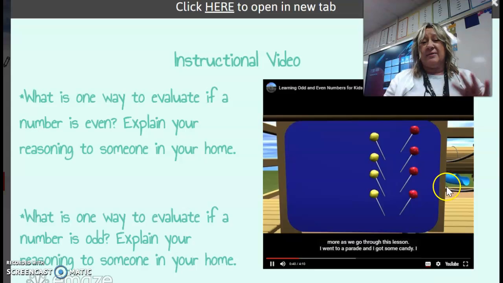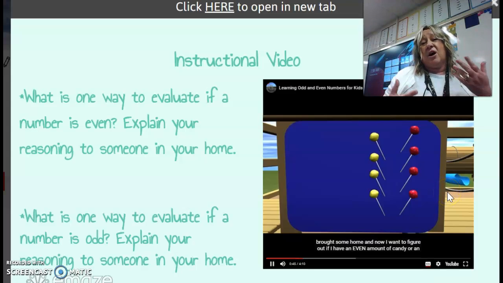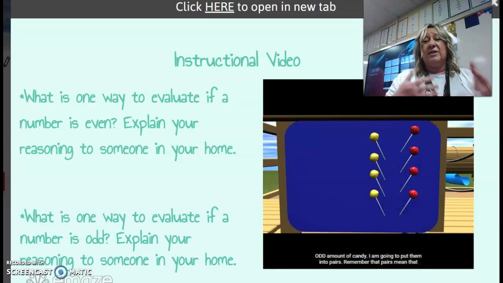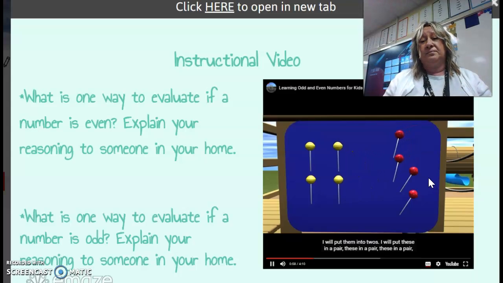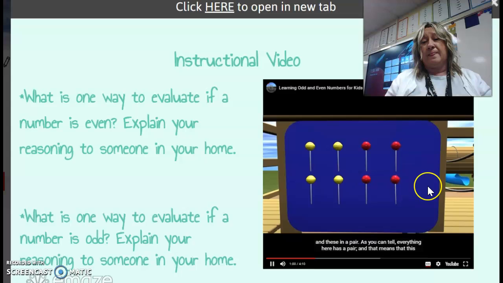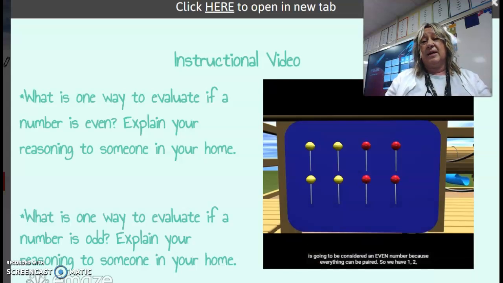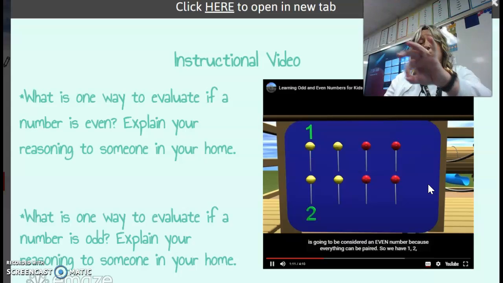So we got candy from a parade, all right? And we're going to see if the amount is even or odd. So what we're going to do is put them in pairs of 2, right? 2, 2, 2, 2 in pairs, okay? Everybody's got a buddy, okay? That means it's an even number because everybody has a buddy.